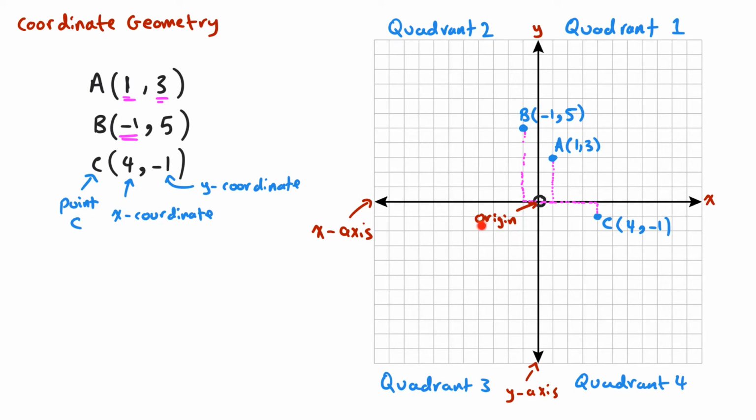Now, the origin is right at the center, and the center or origin point is always at 0, 0, because it's the intersection of the x and y axes, and this point has not moved at all along the x axis, and it has not moved at all along the y axis. So the origin, often written as the letter O, has an x coordinate of 0 and a y coordinate of 0. So this is our origin point.